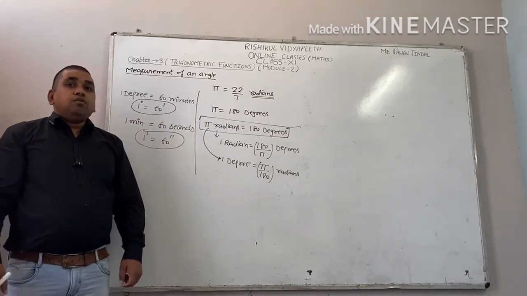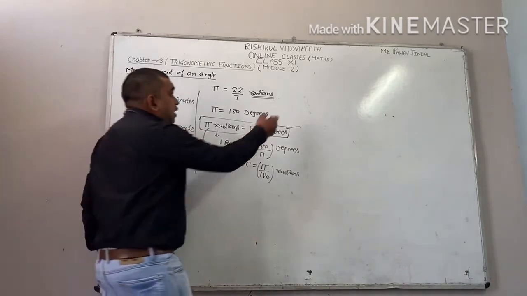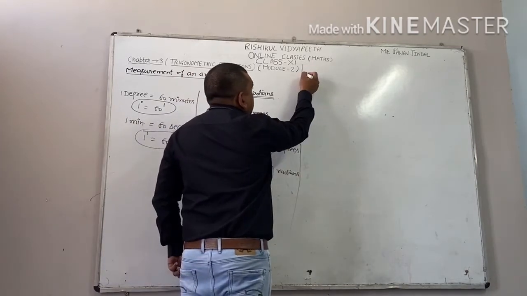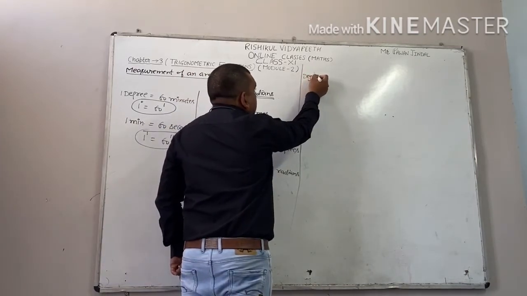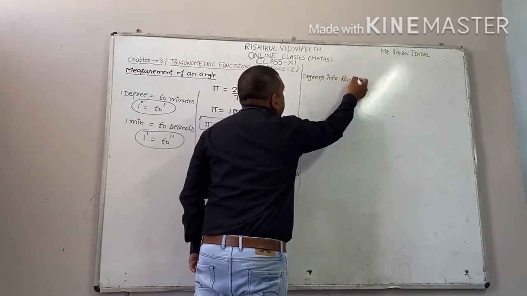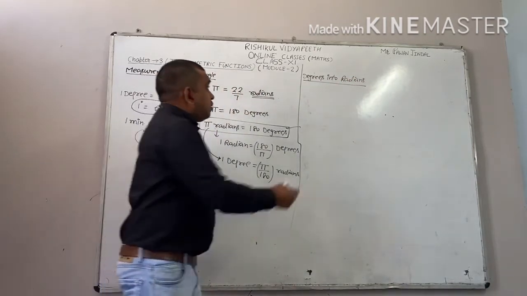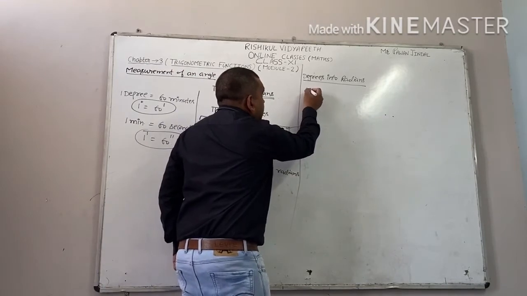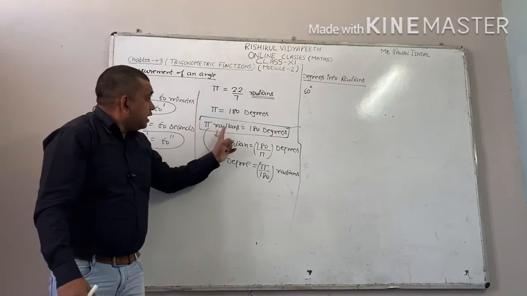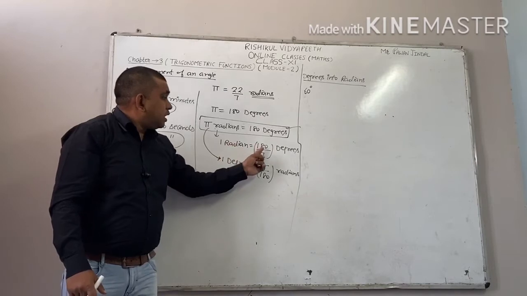Now we will do two types of questions here. First, how to convert degrees into radians. Let us discuss some problems. First problem, I want to convert 60 degrees into radians. You know that pi radians equal 180 degrees. Therefore, 1 radian equals 180 upon pi degrees.